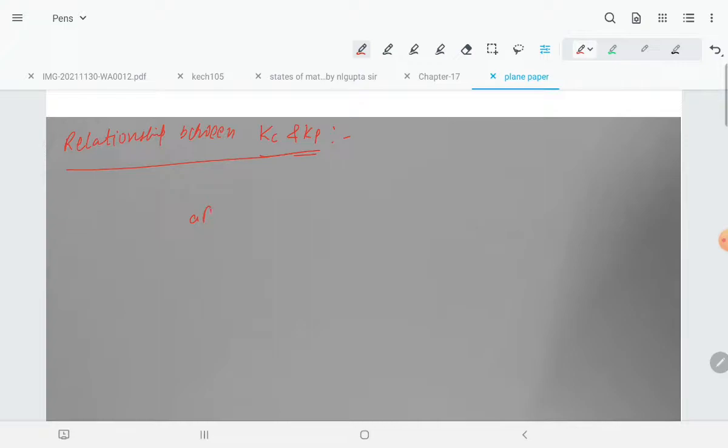Students, there is the equation: a moles of A plus b moles of B reversibly giving c moles of C plus d moles of D. So Kc is very simple to write: it is the product of the molar concentrations of the products. The products are C and D, so it is [C] power c, [D] power d, divided by [A] power a and [B] power b.